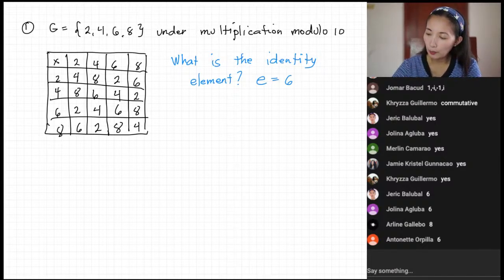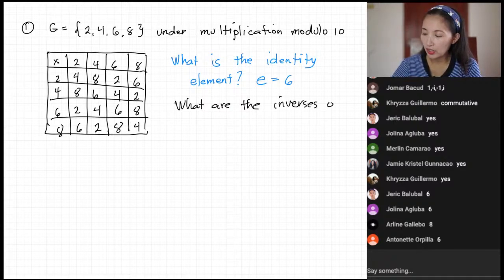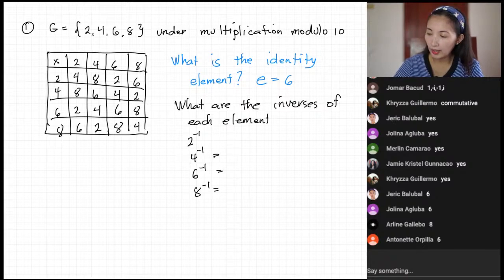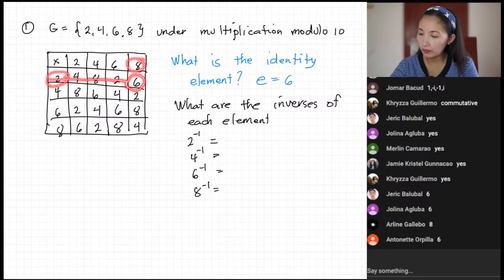Follow-up question: what are the inverses of each element? What is 2 inverse? What is 4 inverse? What is 6 inverse? And what is 8 inverse? What did we say? The technique is, per row, look for the identity element. The identity element is 6, which means that the inverse of 2 must be 8. So 2 inverse is 8.